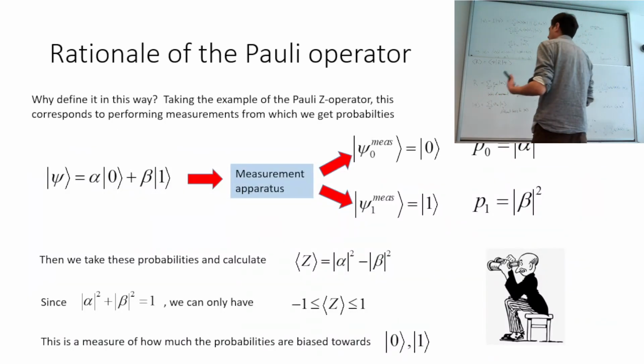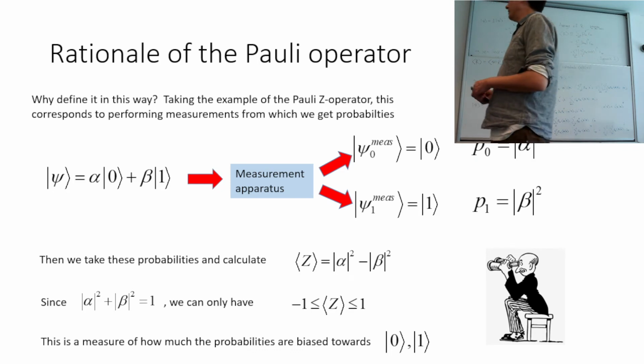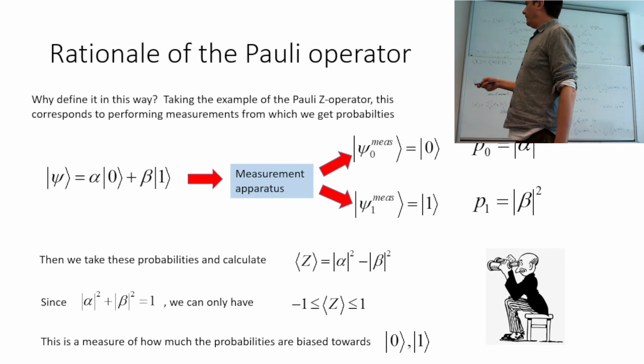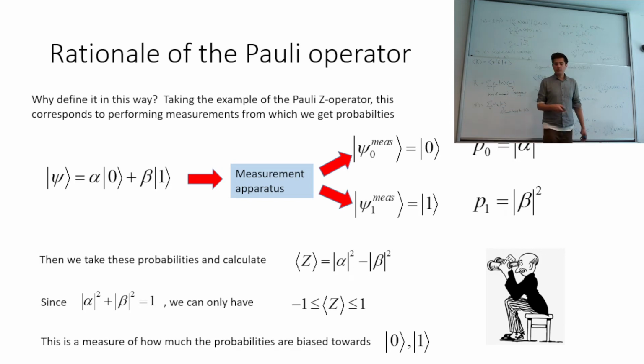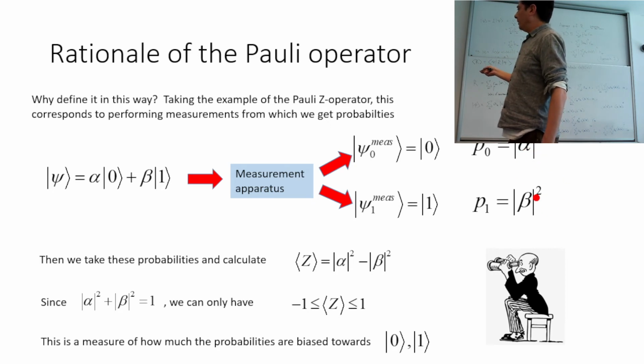So why would we want to define it like that? Is there some kind of intuition? Maybe the definition looks a little bit arbitrary. Well, firstly, let's take the Pauli Z operator. Physically, what this corresponds to is that you've got some state, and you make a measurement in the zero or one basis like this. Then, obviously, you're going to get probabilities of mod alpha squared and mod beta squared.